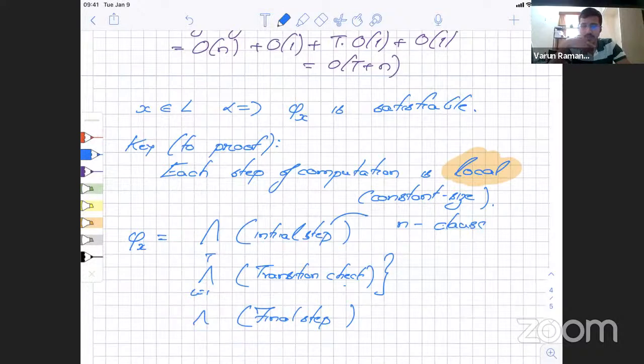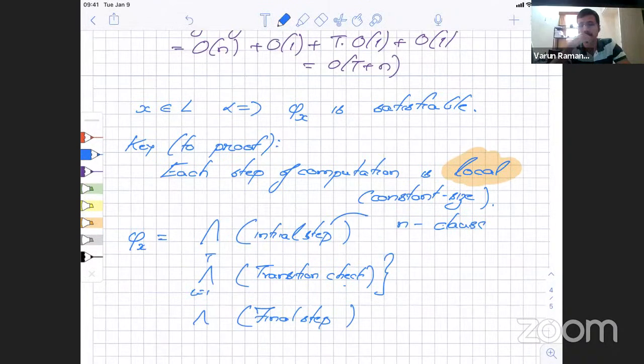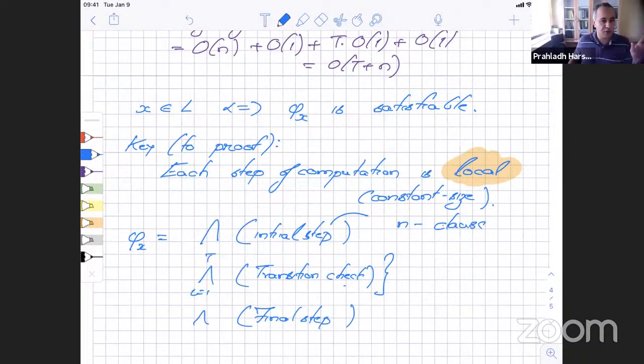So, trying to understand this local thing more. This is true for this machine which is for a language in NP. Does this ever stop being true for some other complexity class? No. What we have proven is not something specific to NP at all. It's true of any Turing machine. The notion of a Turing machine captures that the transition function is a local operation. Any Turing machine has this.